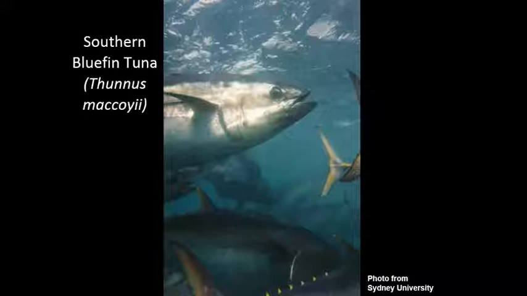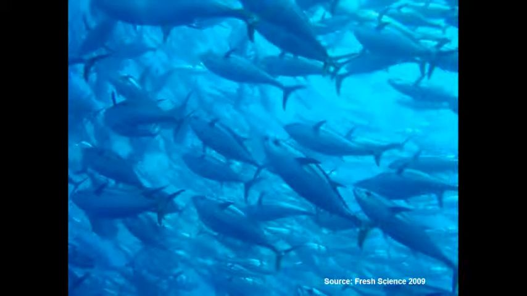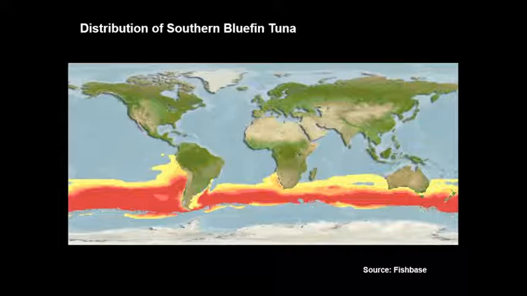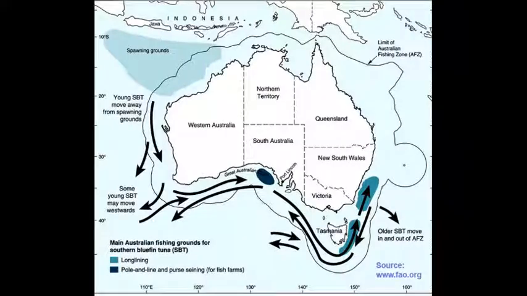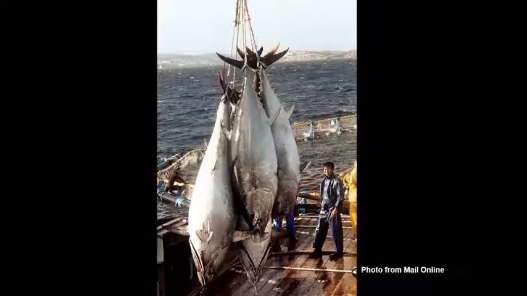A good example of that is the Convention for the Southern Bluefin Tuna. A beautiful species, the Southern Bluefin Tuna grows to massive lengths, and it's found in the Southern Ocean. They spawn between Java, Indonesia and Western Australia, and then they move south along the West Australian coast and into the Great Australian Bight, and then obviously around in the Southern Ocean. They're incredibly sought after, as you know.